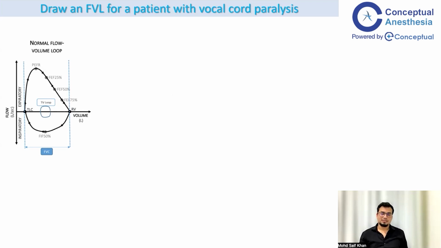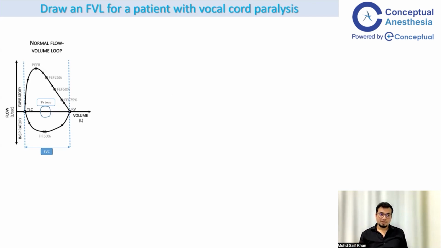So vocal cord paralysis is a condition where you develop a kind of obstruction. The patient will develop inspiratory upper airway obstruction, inspiratory stridor. So it will produce a stridor. As you know, stridor is a noisy respiration.